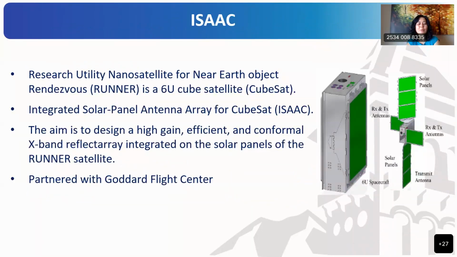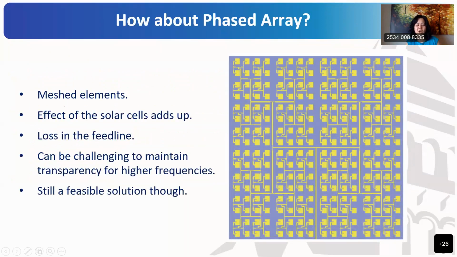Okay, so therefore we say to ourselves, how about we design transparent reflector array or transparent array antenna that we can integrate on top of solar panel. So taking the transparent antenna idea, now we go to the array configuration. Okay, let's move on. Okay, so when we move to the array configuration, first thing that comes to our mind is an array like this. We can just do a patch antenna array.